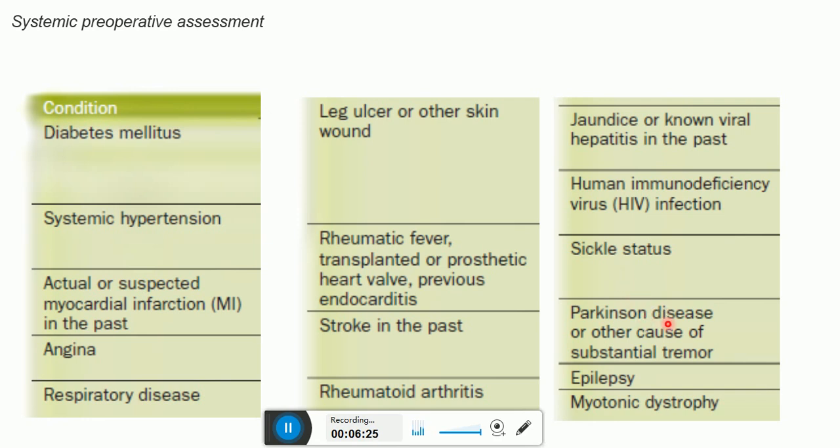There is Parkinson disease or other cause of substantial tremor. So is the patient able to maintain head stability sufficiently to cooperate with local anesthesia and surgery? If not, may require general anesthesia. So another is epilepsy. Is the condition well controlled? Ask, and general anesthesia may be preferred. And there is myotonic dystrophy. Has the patient undergone surgery or anesthesia in the past? If general anesthesia is planned, an anesthetic opinion should be obtained well in advance of the surgery.